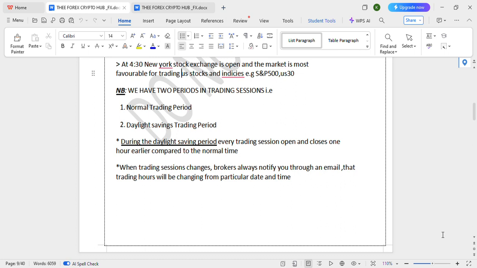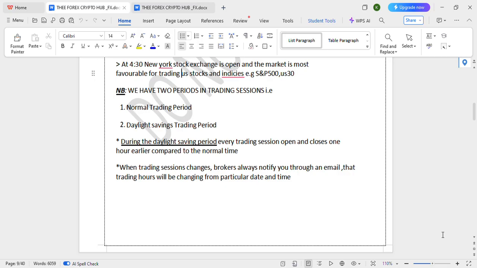During the daylight savings period, every trading session opens and closes 1 hour earlier compared to the normal time. So if it's London, instead of opening at 11 a.m., it's going to open at 10. I've talked of 10 a.m. because currently we are on daylight savings. That's why. Sorry about that. If it's the New York session, it's going to open at 3 p.m., not at 4 p.m.